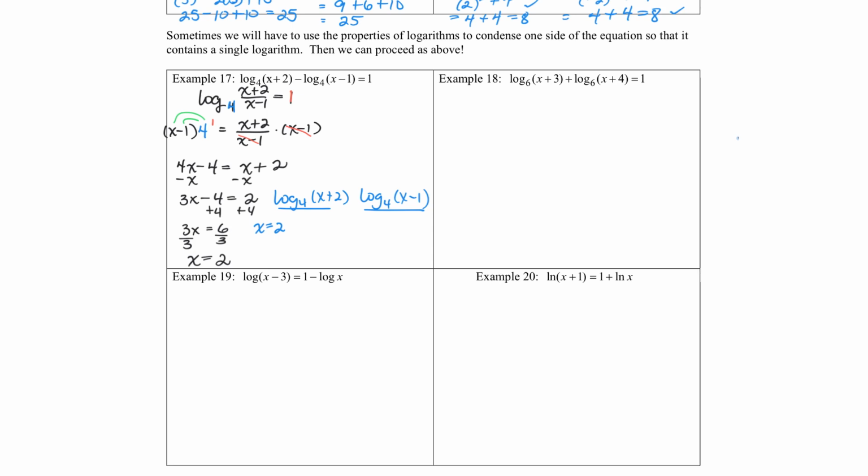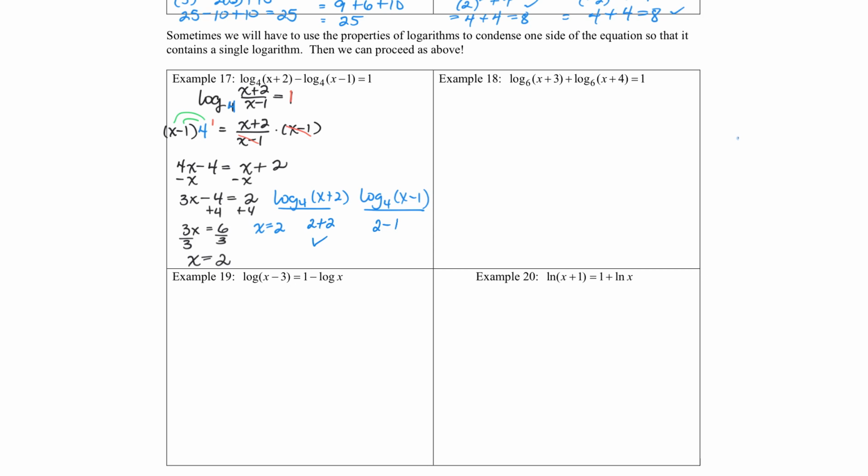So what I'm really checking to see is if x plus 2 stays positive for a value of x equals 2, and 2 plus 2 is 4, which is positive, right? And then I need to check to make sure that x minus 1 is positive for a value of x equals 2.